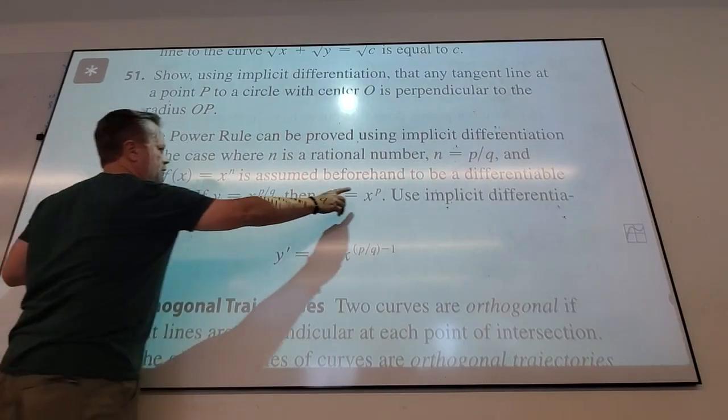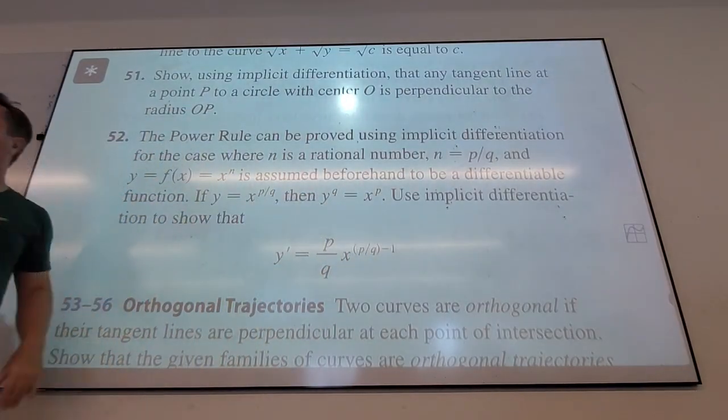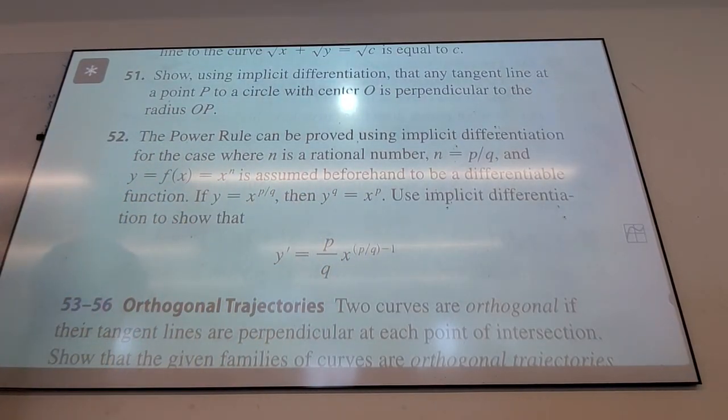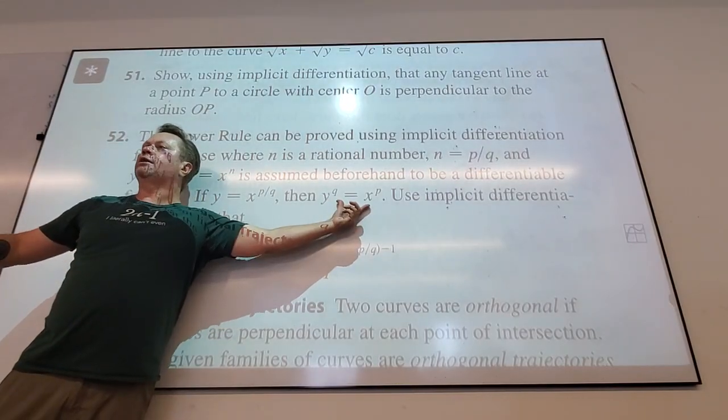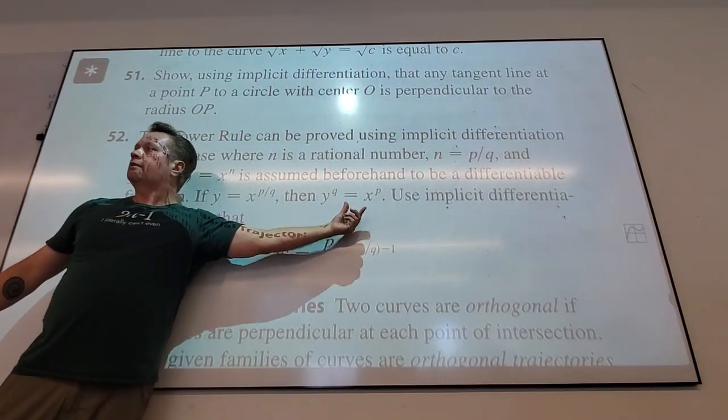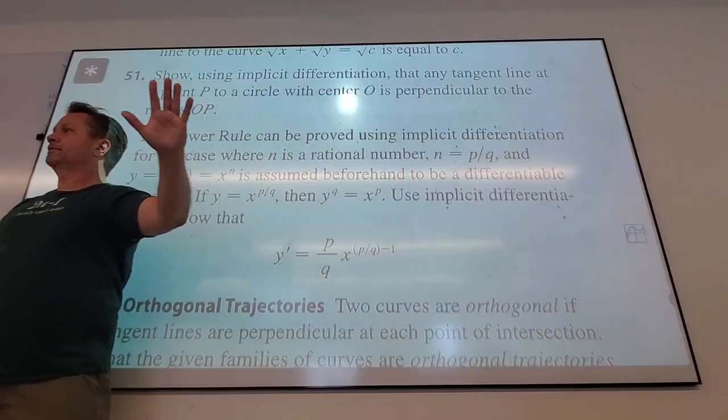P over q times q is p, and of course that will be q. That's all they did from that to that. Is something happening to the y now, the way we've got it written? Is something being done to the y? Yes, that means it's implicit.